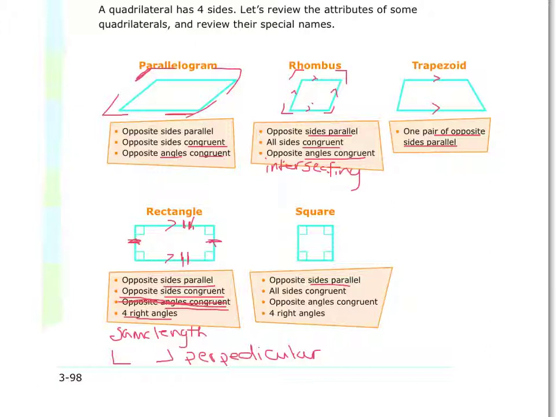Opposite sides are parallel in a square. So again, we have opposite sides being parallel. All sides are congruent, and in this case, again, that means the same length. They are the same. Opposite angles are congruent. We really don't need that, because all angles are right angles. If it's a right angle, we know that the corners are perpendicular. So hopefully that will help you with classifying shapes.